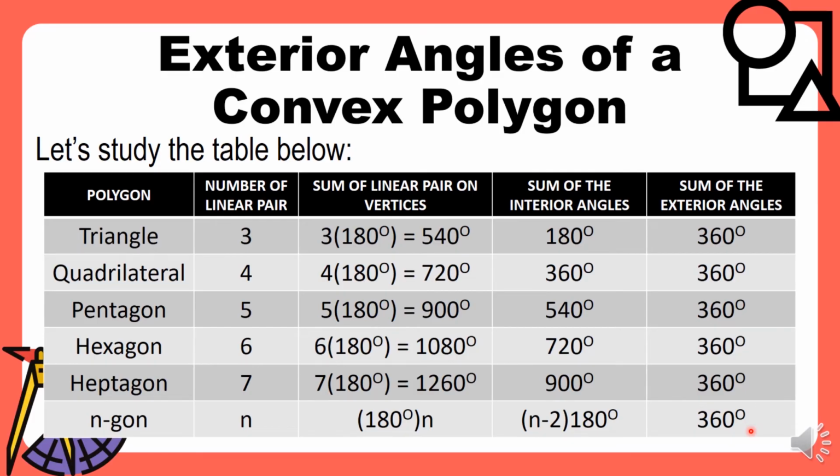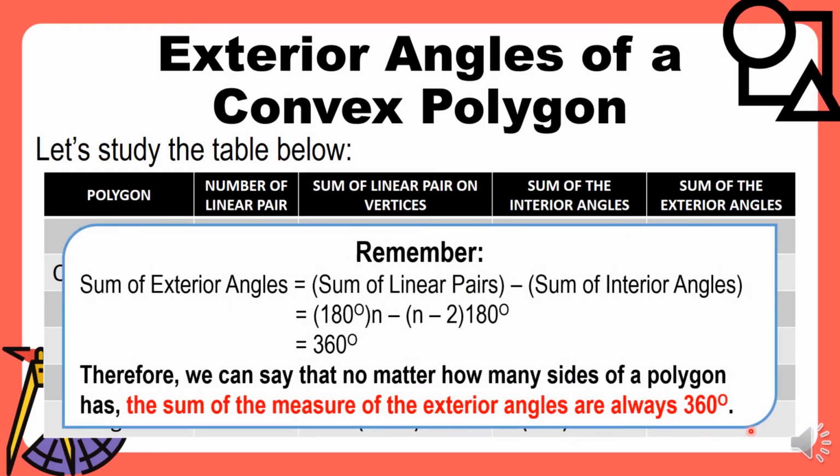Always remember, the sum of exterior angles is equal to the sum of linear pairs minus the sum of interior angles. And this is equal to 180 degrees times n minus n minus 2 multiplied to 180 degrees. And the answer is always 360 degrees. Therefore, we can say that no matter how many sides a polygon has, the sum of the measure of the exterior angles is always 360 degrees.